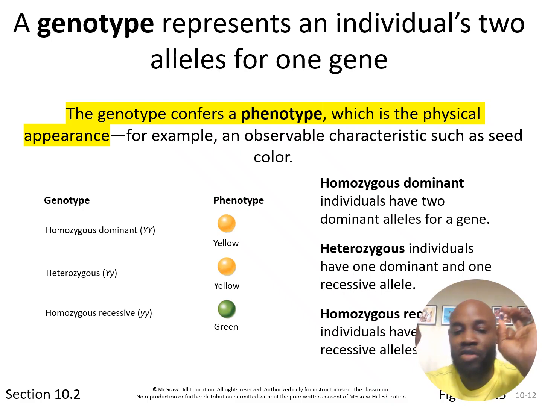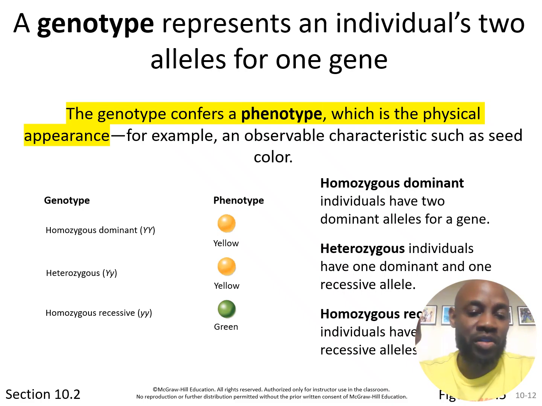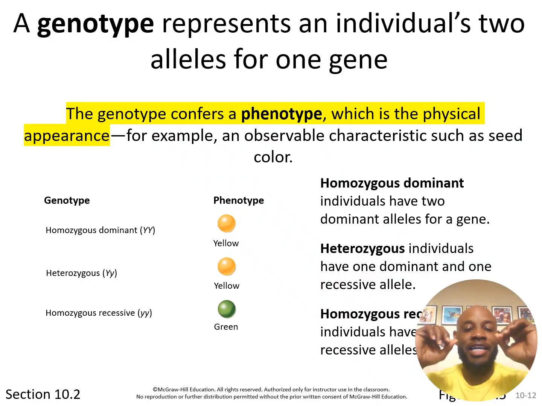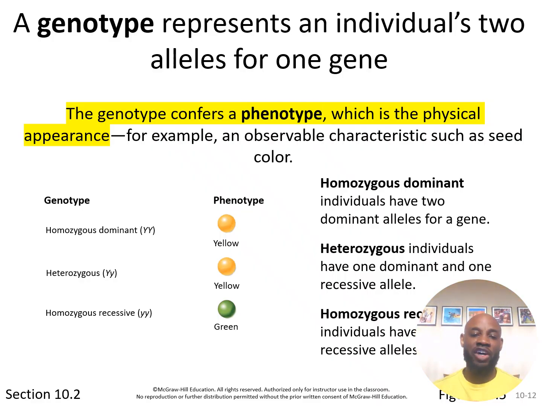But if mom and dad both give recessive Ys, which we designate with the lowercase y, then the seed will be green. Right? So it just depends on what is coming from mom, what is coming from dad, and which alleles we are getting. And based on the genotype, we can figure out what the phenotype will be.